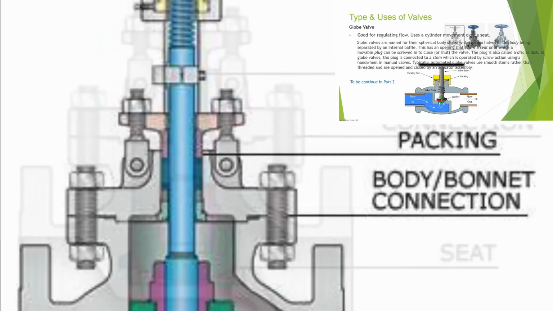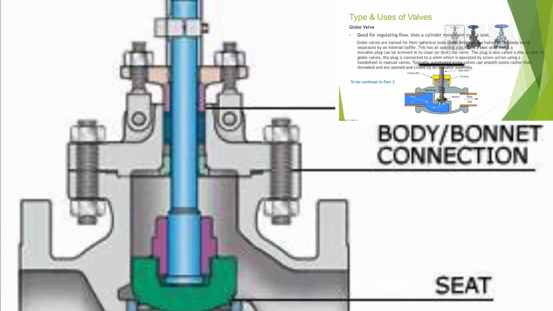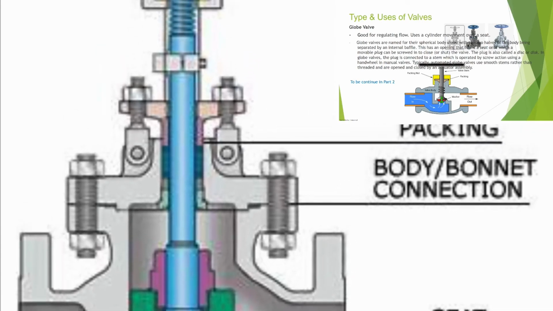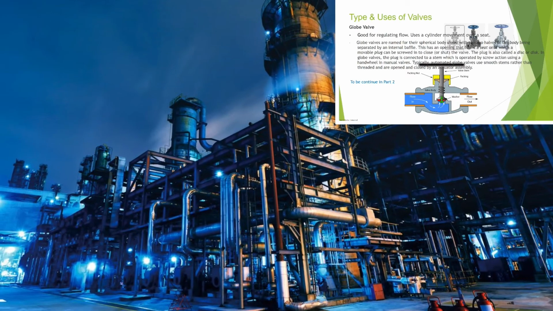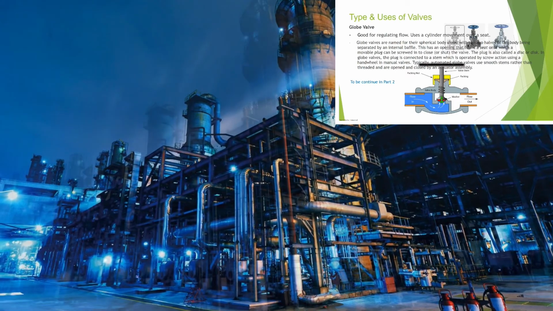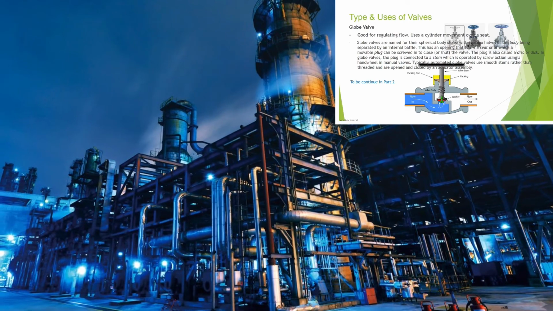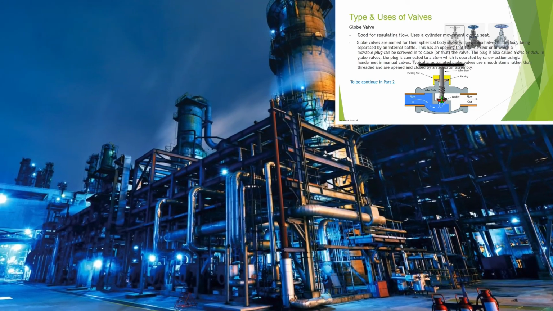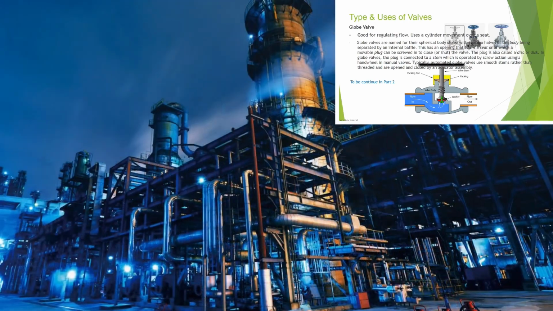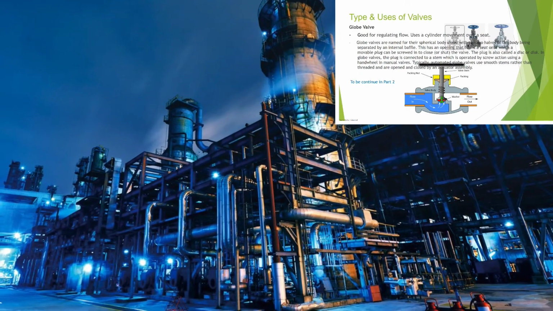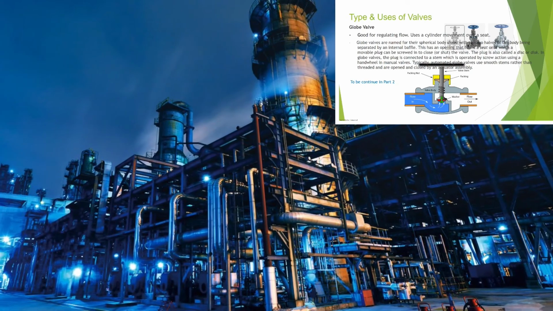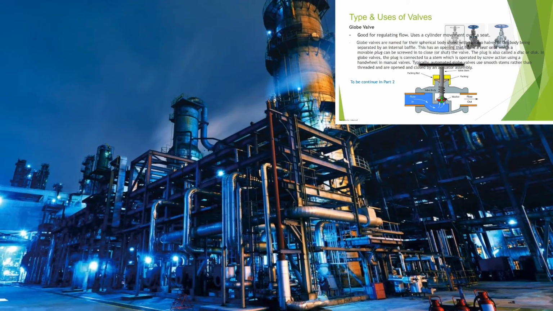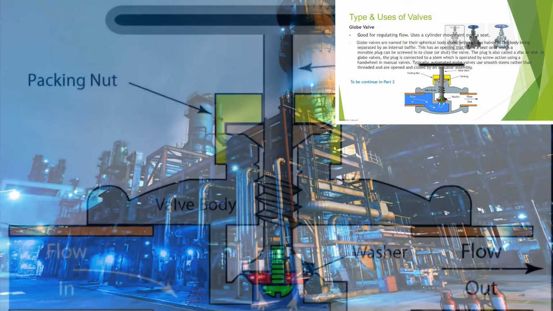The plug is also called the disc or disk in a globe valve. The plug is connected to the stem, which is operated by screw action using the hand wheel in a manual valve. Typically, automated globe valves use smooth stems rather than threaded and are opened and closed by an actuator assembly.